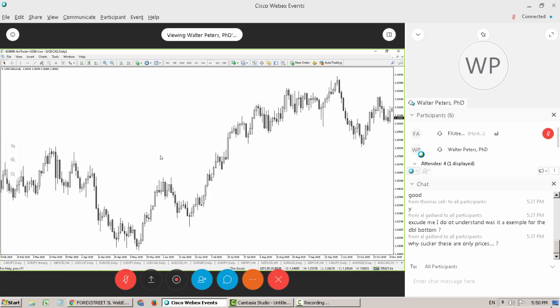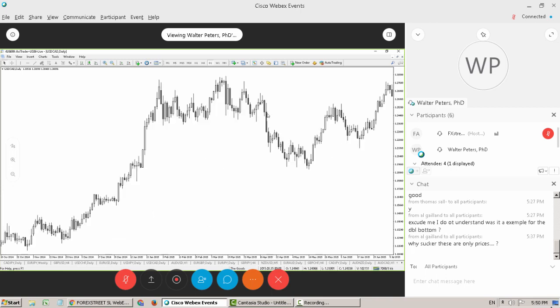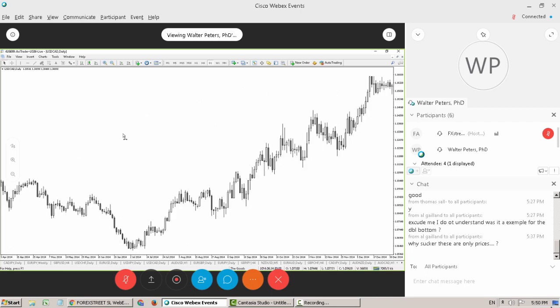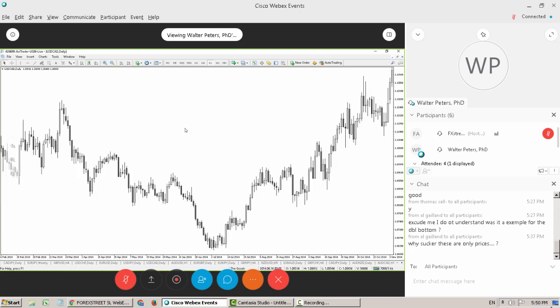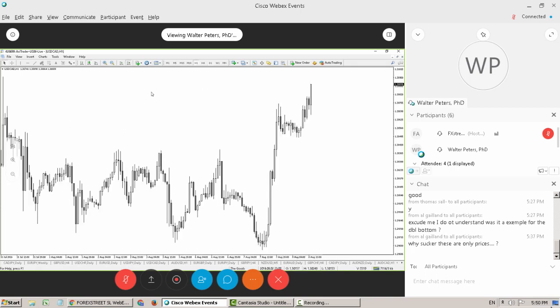What we really want to see on these double bottoms is that the double bottom is basically the low, or the double top is basically the high. I want to show you an alternative way of getting into these if you want to get kind of aggressive.